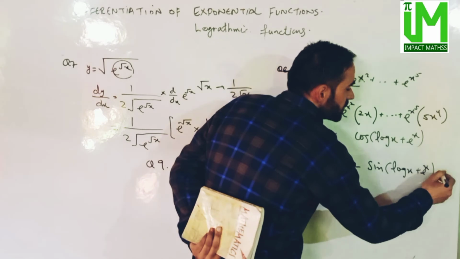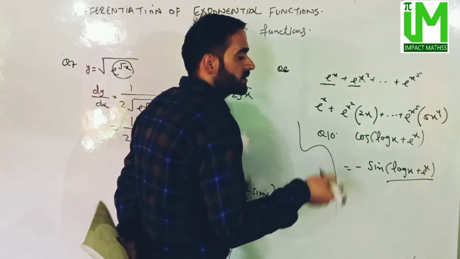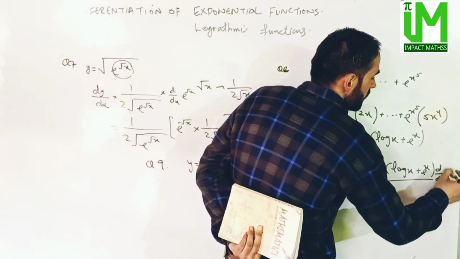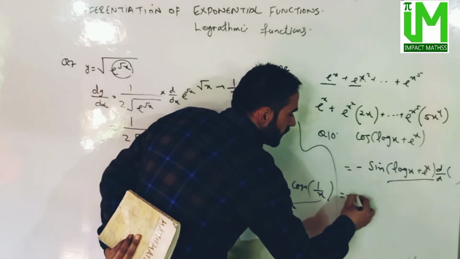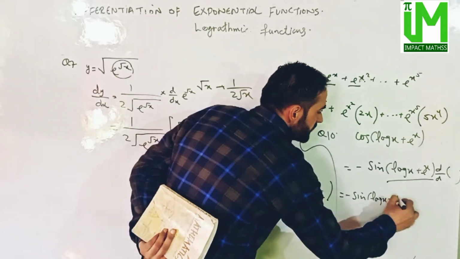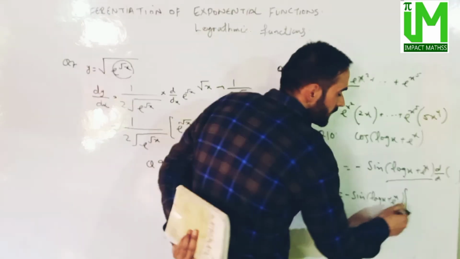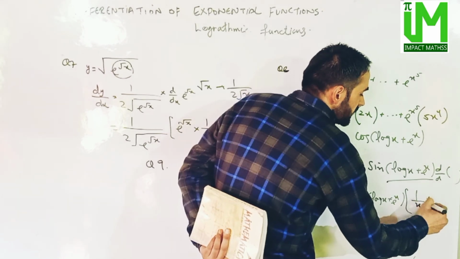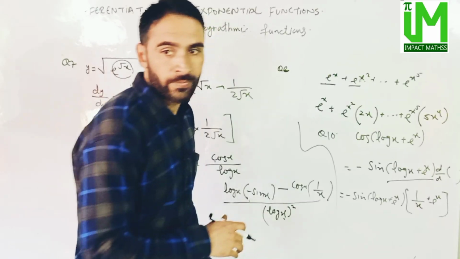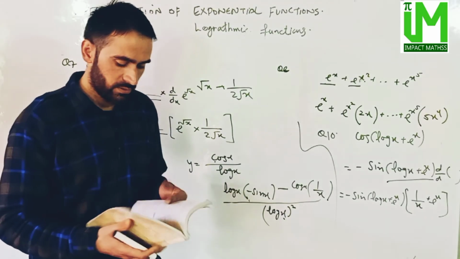ठीक है, internal differentiation d by dx of log of x plus e raised to power x. So it will be minus sin of log of x plus e raised to power x. So what will be derivative of log x? 1 by x, and e raised to power x, e raised to power x. So this is it. ठीक है? So exercise हम यहीं खत्म करते हैं.